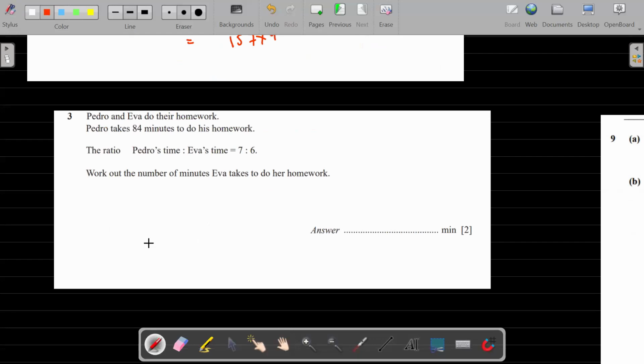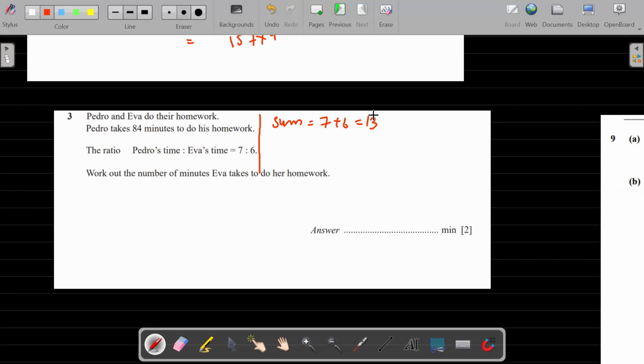Let's do this one. It says that Pedro and Eva do their homework. Pedro takes 84 minutes to do his homework. The ratio of Pedro's time to Eva's time is this. Work out the number of minutes Eva takes to do her homework. All right, we are going to follow the same steps. To solve a ratio, we have to follow the same steps. Step number one, we are going to take the sum of 13.